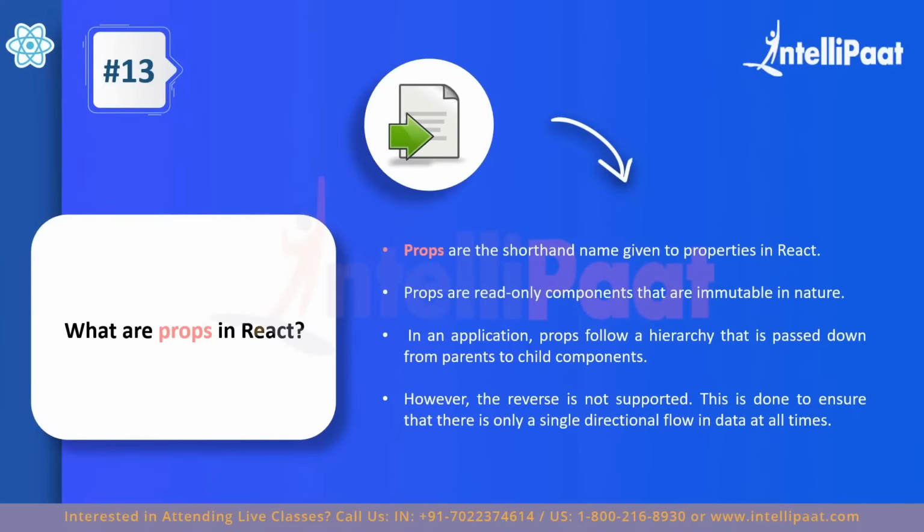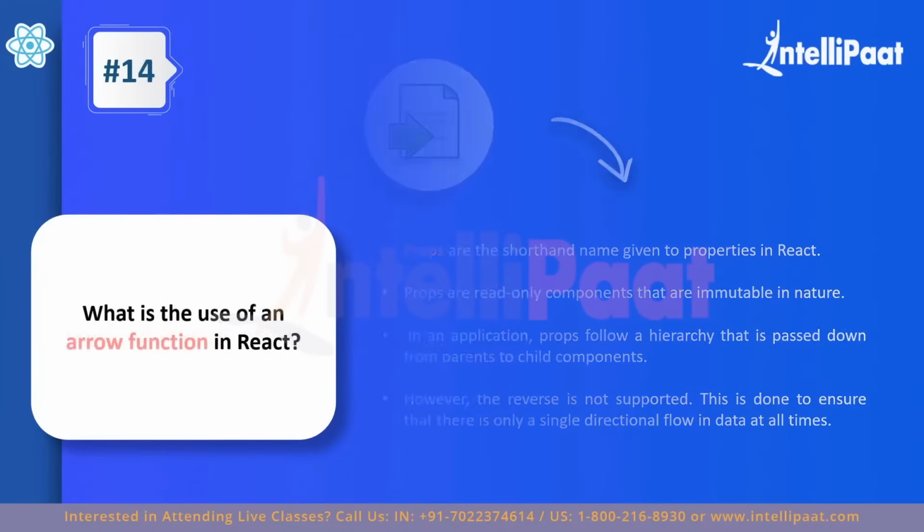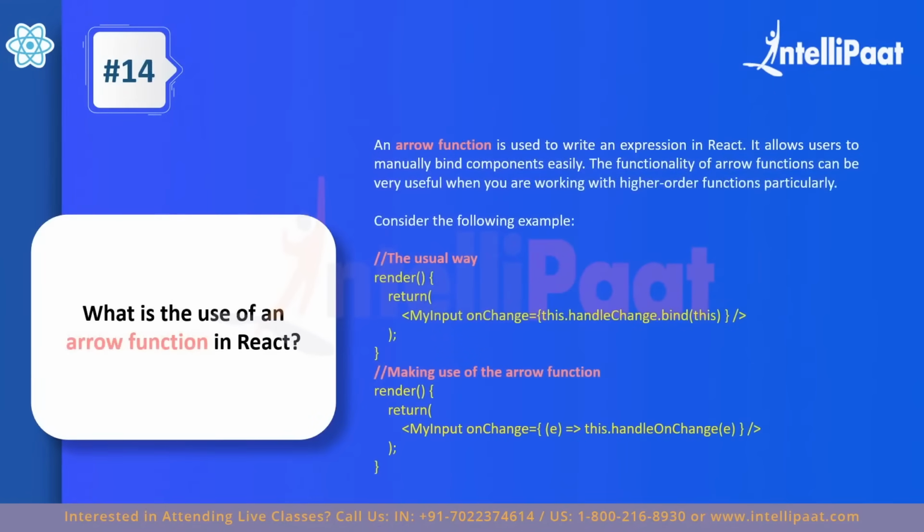So to keep the data flowing only in one direction, even in this case, to keep the data flowing from the parent components to the child components and the properties associated with them, props are very vital to be used in React as well. And then coming to the 14th question, it states, what is the use of an arrow function in React?